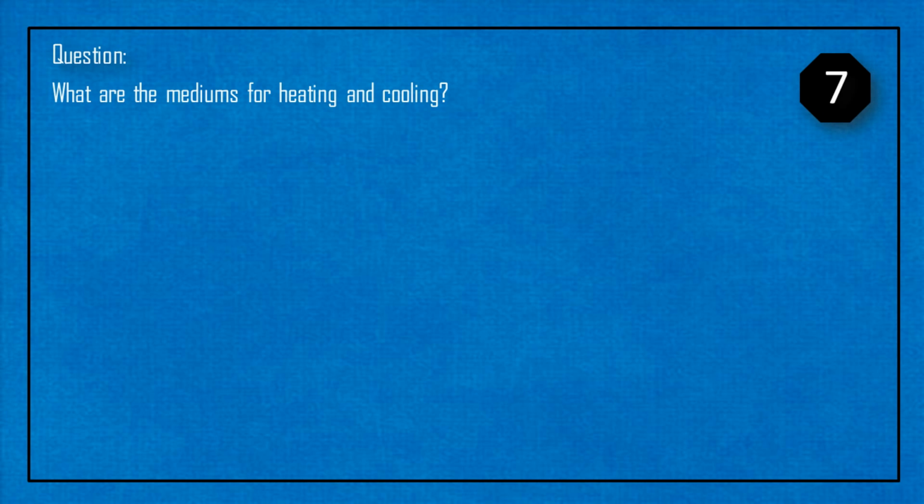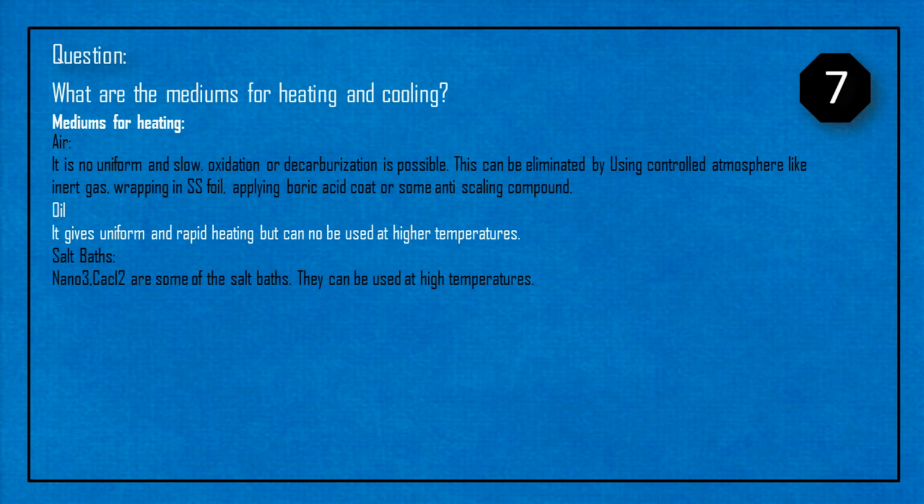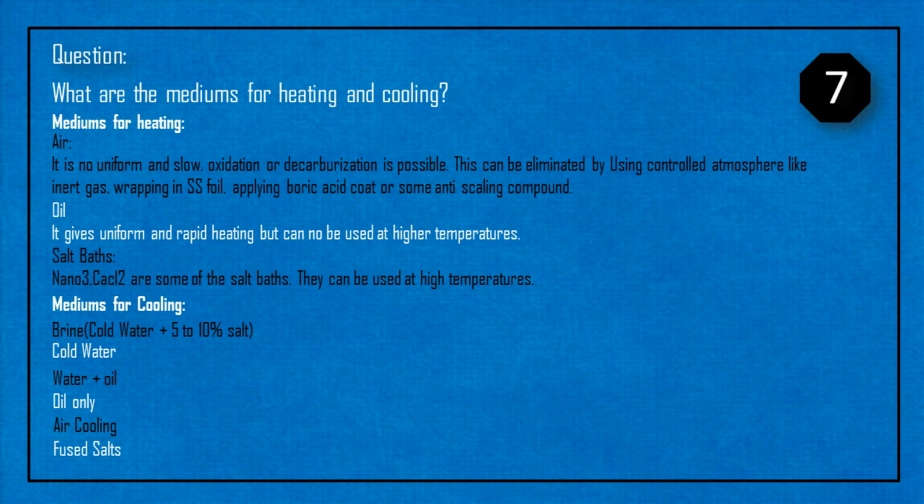What are the mediums for heating and cooling? Mediums for heating are air, oil, salt bath and some special chemicals. And mediums for cooling are brine or cold water, oil and fused salts.